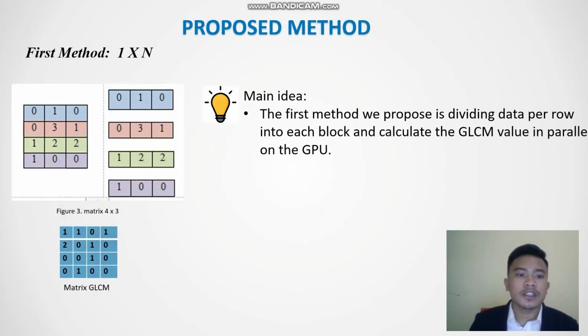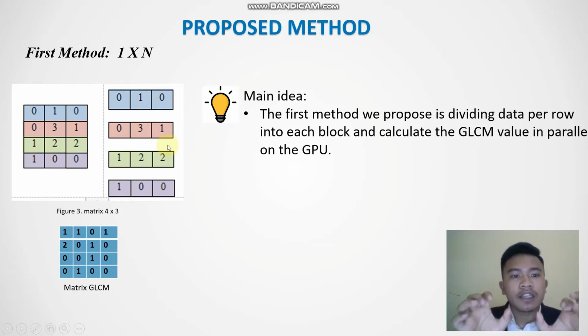Our proposed method, the first, is 1 cross n. The main idea of this method is dividing the data per row into each block and calculating the GLCM value in parallel on the GPU. So if we have a 4 cross 3 matrix image, we divide it so each row goes into one block, and then each block will calculate the GLCM value in parallel. So it must need minimum time compared to sequential.